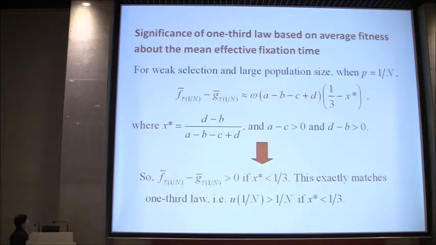So we call this the significance of the one-third law based on average fitness, or the mean effective fitness, because we get that under weak selection, the difference is larger than 0 if F star is more than one-third. This exactly matches the one-third law.